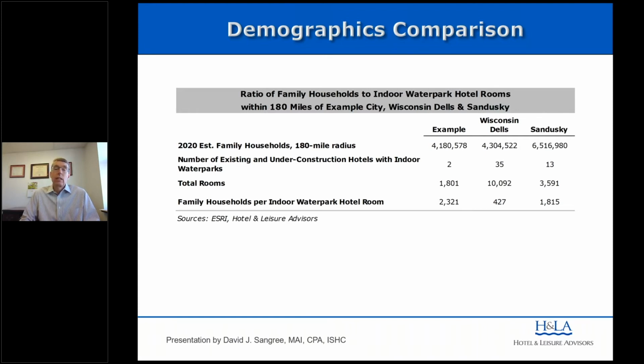So the number of family households is slightly lower. However, the number of actual existing indoor water park properties is only 2 in the example market of the 180-mile ring, while the Wisconsin Dells has 35 and Sandusky has 13. So we've compared the actual number of rooms at each of these locations in these water park resort properties and determined that the example location has a superior number of family households per indoor water park hotel room as compared to the existing properties in Wisconsin Dells and Sandusky. So this doesn't tell you that it's going to be feasible. It just provides a data point as a kind of a box to check to say, hey, this indicates there's a possibility here that a water park resort could work.